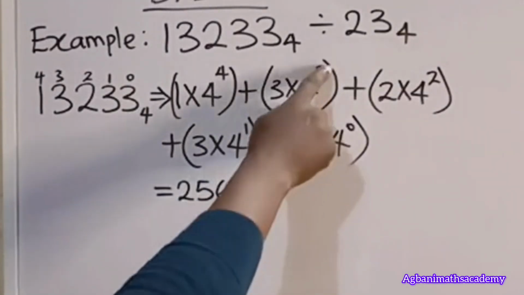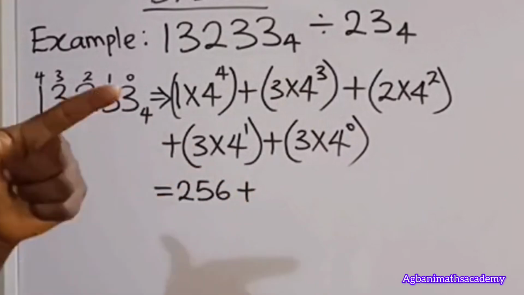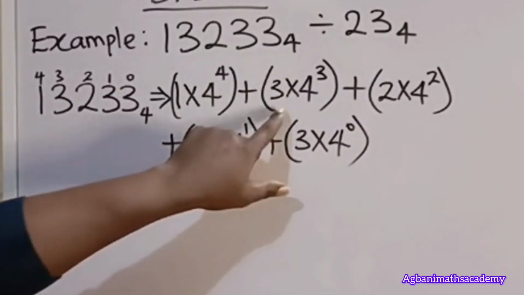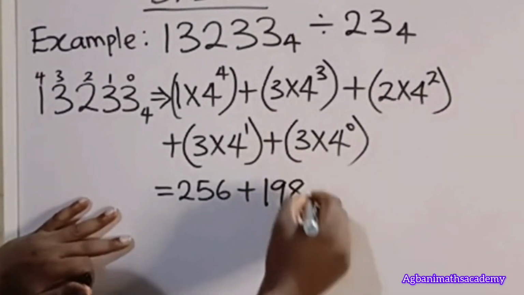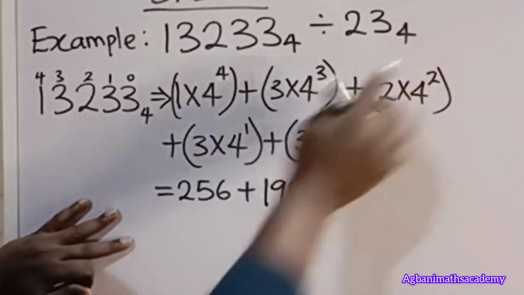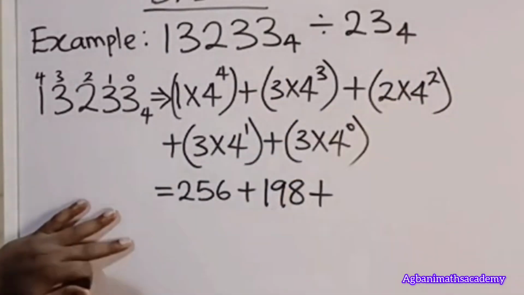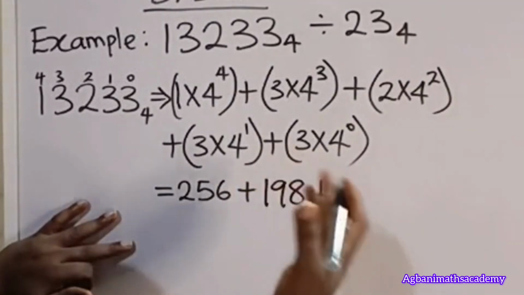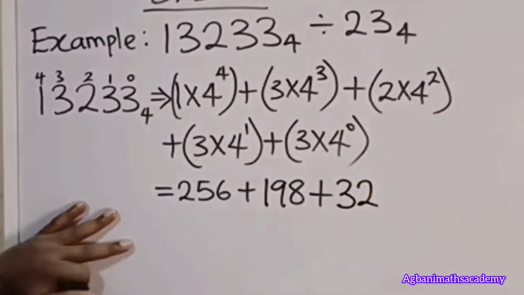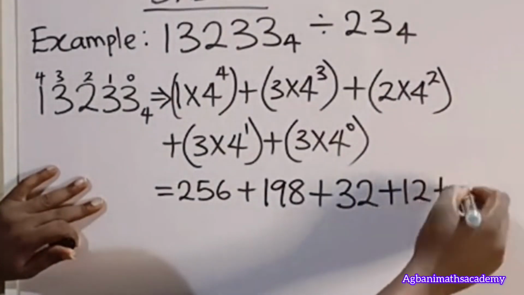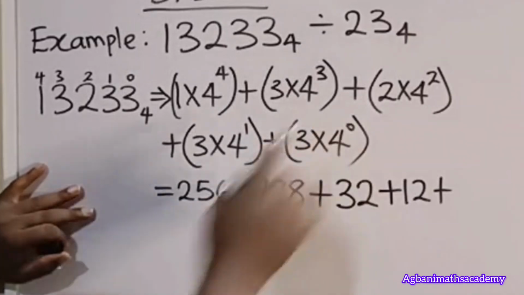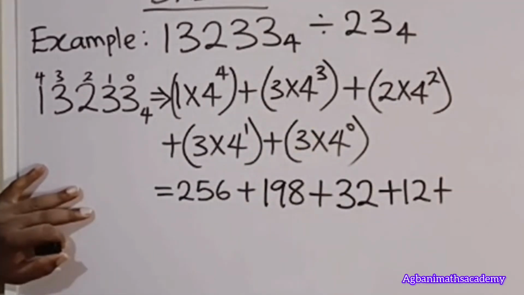4 to the power of 3. That's 4 times 4, 16, and 16 times 4 is 64. 64 multiplied by 3, what are we going to get? 192. So we have 192, plus 4 to the power of 2 is 16, and 16 times 2 is 32. Hope I'm correct. Now 4 to the power of 1 is 4, and 4 times 3 is 12, plus 4 to the power of 0 is 1, and 1 times 3 is 3.